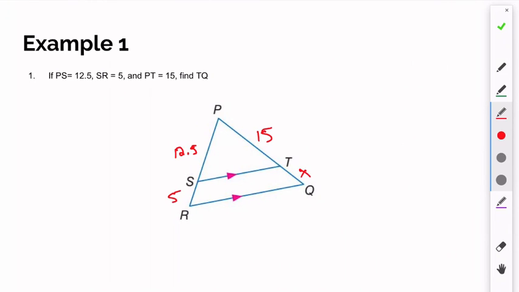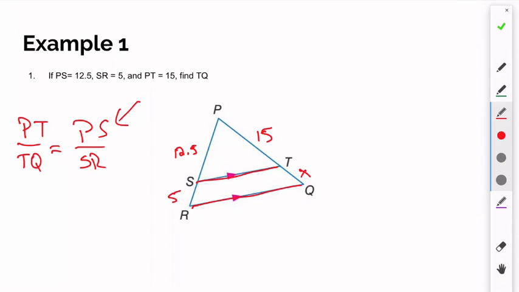So let's look here. We have parallel lines, so we can use the theorem. This parallel line, ST, is cutting side PQ and side PR. So those are going to be my proportions. So my first thing I'm going to do is I'm going to say, well, PT over TQ is going to have to equal PS over SR. Now it's just filling in what those things are. So this is what the rule allows me to do. Now it's just filling it in.